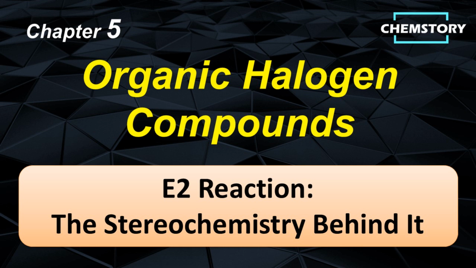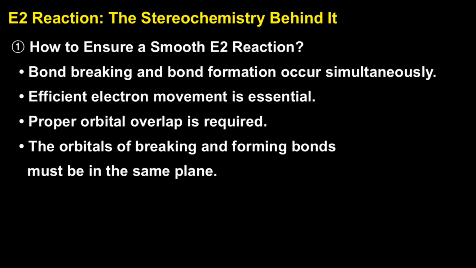Let's break it down. So, what does it take for an E2 reaction to run smoothly? Well, first off, bond breaking and bond forming happen at the same time. That means everything needs to be in sync, especially the way electrons move during the reaction. For that to happen, proper orbital alignment is key. The orbitals involved in breaking the C-H bond and the C-X bond need to line up perfectly with the pi bond that's forming between the two carbon atoms. In other words, all of them have to lie in the same plane.